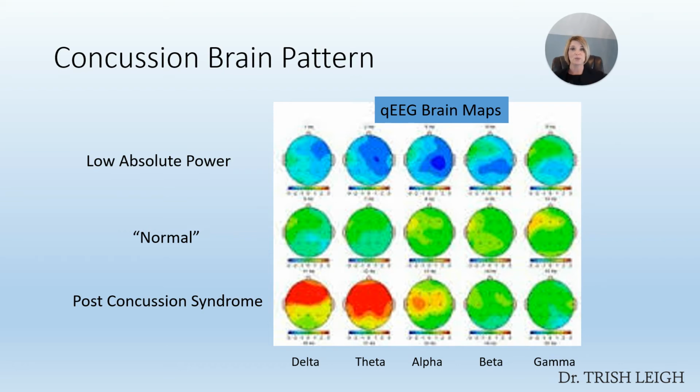There's low absolute power because when the brain sustains the injury, the power is knocked low. An analogy I like to use is if you have the controller of your TV, if the battery is running low, sometimes it will turn the channel and sometimes it will not. Sometimes it will raise or lower the volume, sometimes it will not. That's because the power in the battery is too low. The same thing happens in the brain.